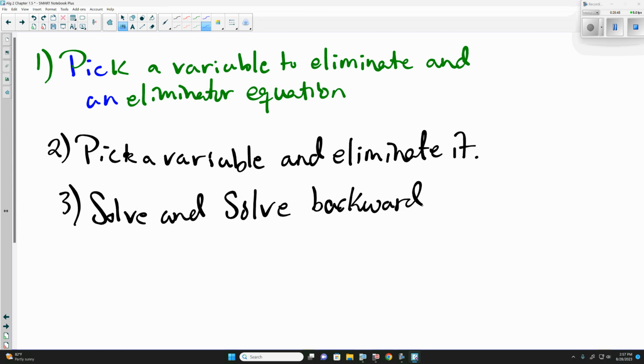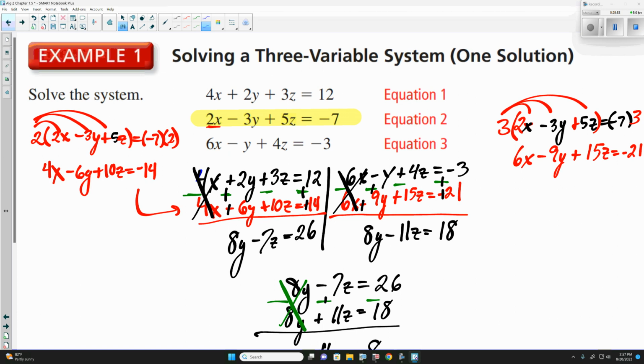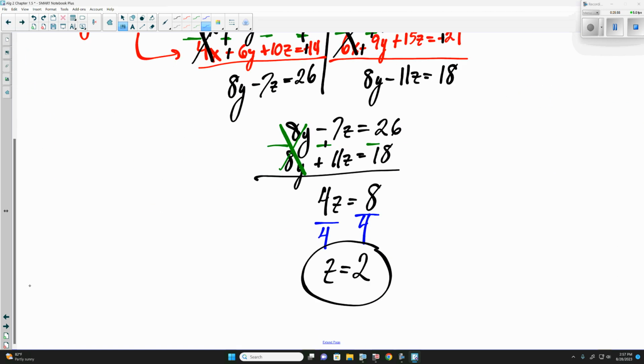I haven't really seen "solve backward" put down anywhere, but this is kind of my terminology, the way I think of it. Solve and solve backwards. Because we did the first half of it, we solved, we found z, yes? Now when I say backwards, we're going back up the page. Because again, we had 3 variables, x, y, and z, and we had to find all 3 values. We found z, yes?